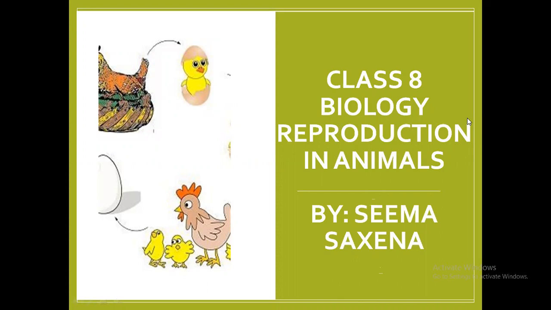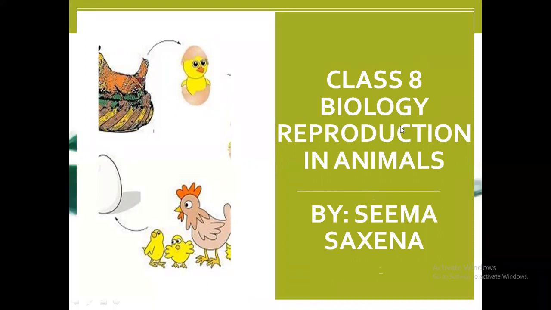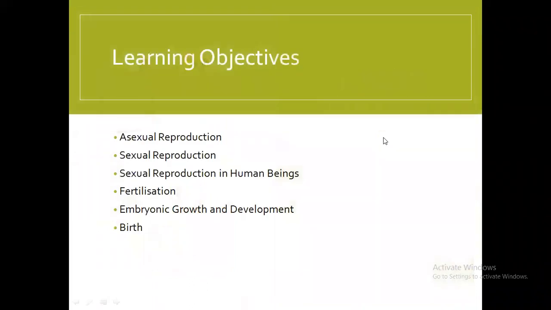In this session, we are going to discuss class 8 biology, chapter 3, reproduction in animals. What are the learning objectives of this chapter? In this chapter, we will learn asexual reproduction, sexual reproduction, sexual reproduction in human beings, fertilization, embryonic growth and development, birth.